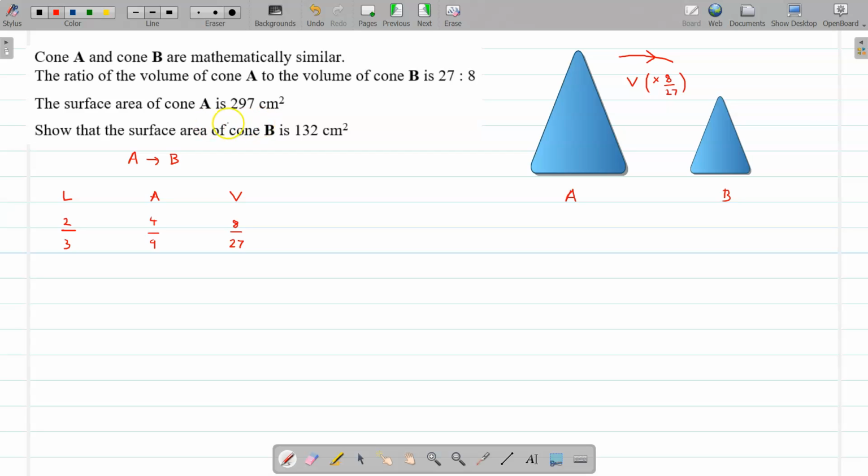They're telling me that the surface area of A is 297. So if I take 297 and multiply it by 4/9, which I've just worked out to be the area scale factor, then that should give me 132. And if you check that out on the calculator, that's exactly what it does. So the surface area of cone B is 132 centimeters squared.